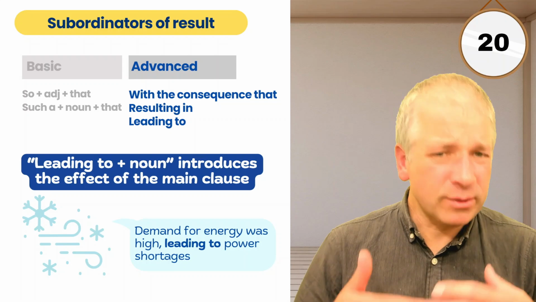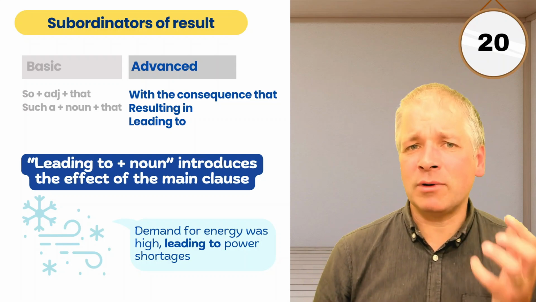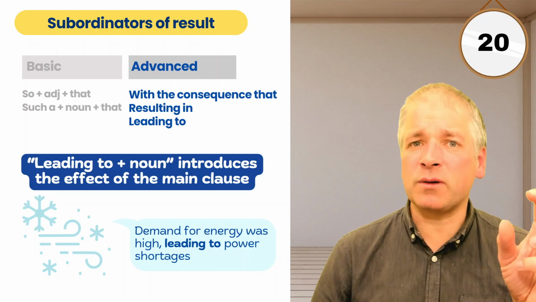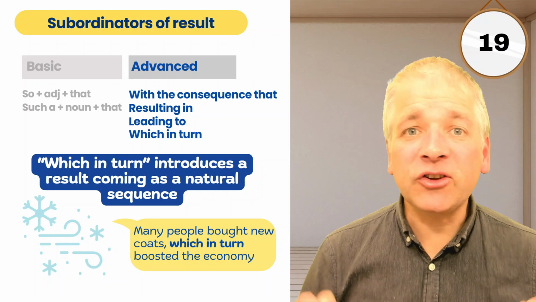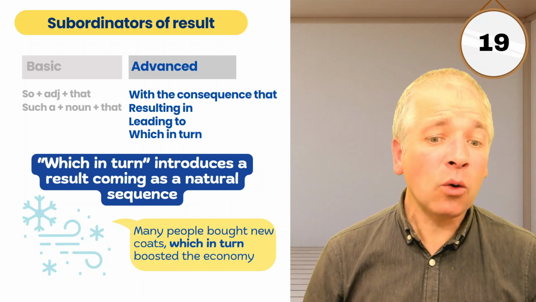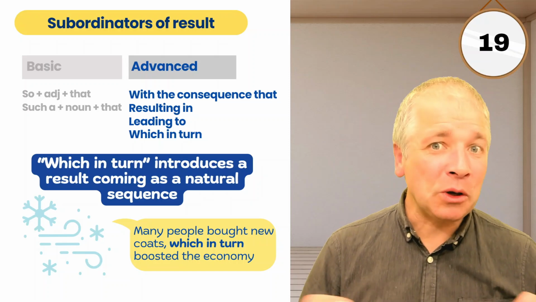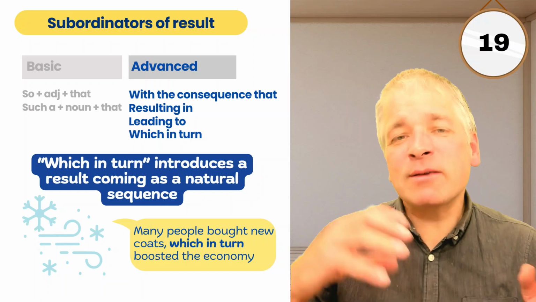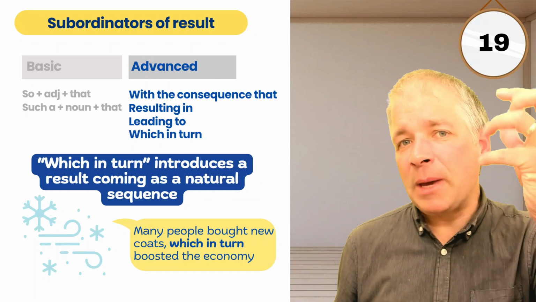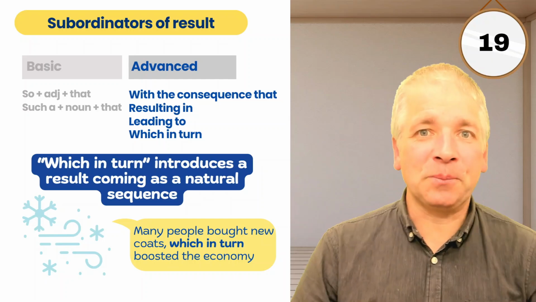Similar to resulting in, but leading to has more a cause-effect relationship. One thing happens, this causes the next, leading to the next. And which in turn introduces a result coming as a natural sequence. Many people bought new coats, which in turn boosted the economy. There's that sense of sequence. First of all, people bought things. Next, the economy improved.